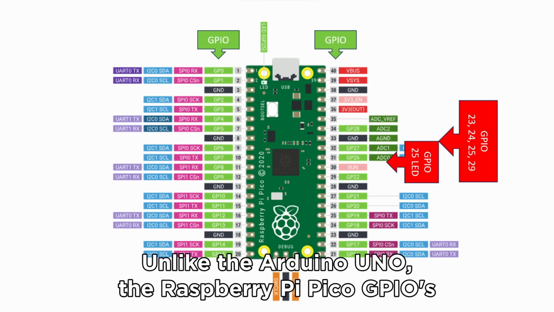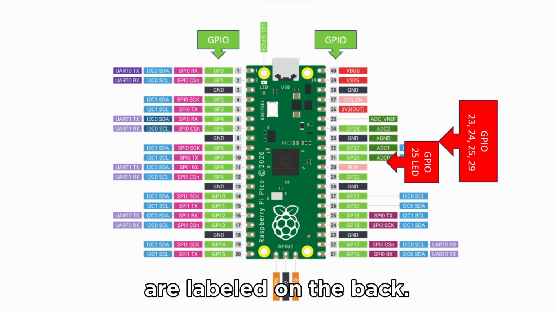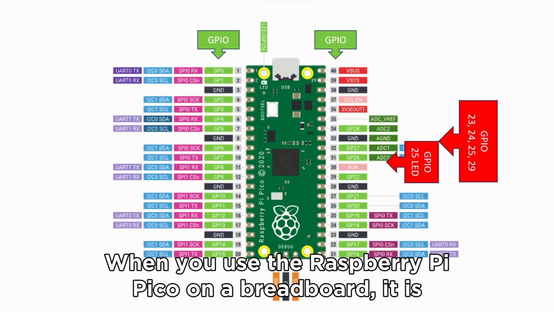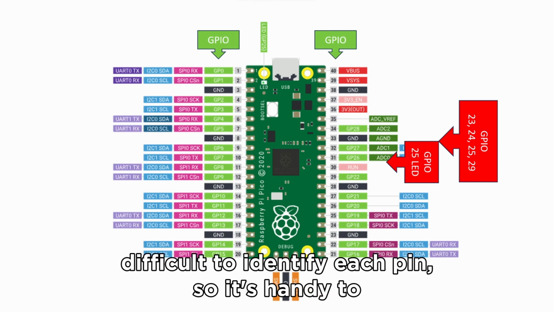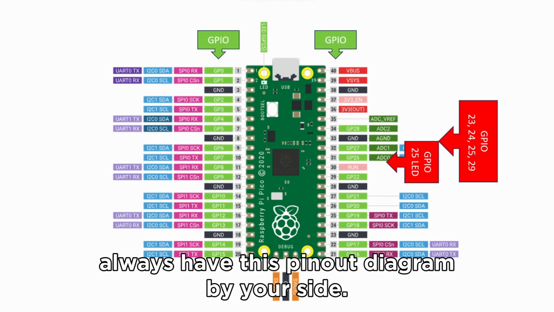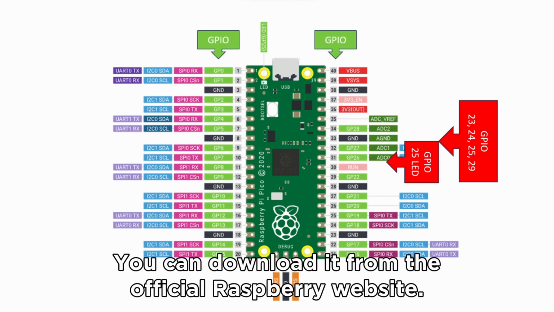Unlike the Arduino Uno, the Raspberry Pi Pico GPIOs are labeled on the back. When you use the Raspberry Pi Pico on a breadboard, it is difficult to identify each pin. So, it's handy to always have this pinout diagram by your side. You can download it from the official Raspberry website.